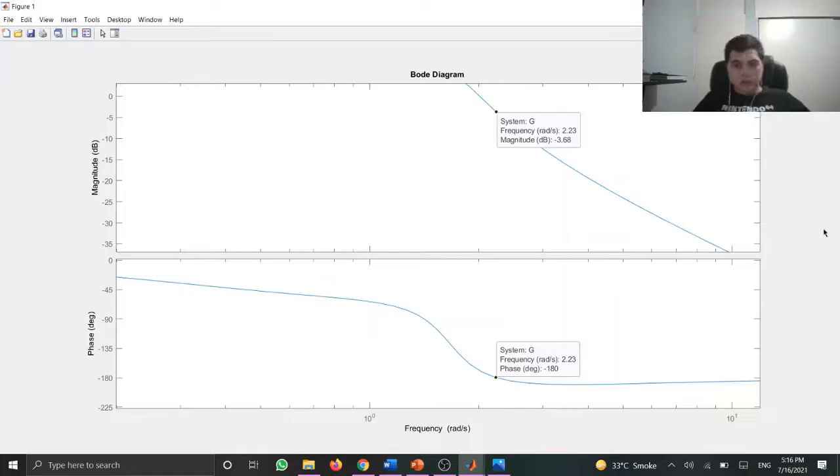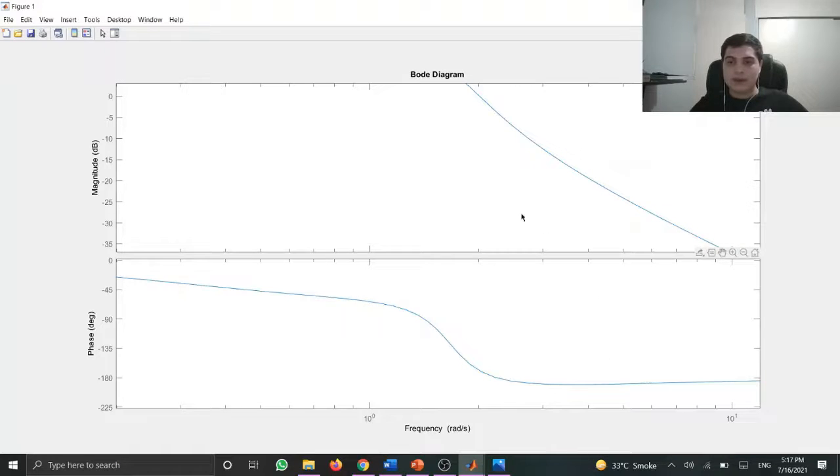Now, to find the gain margin, we need to know the phase crossover frequency, which is the frequency at which we get the -180 phase, and we need to see the gain value at that frequency. So the difference will be the negative value at that point. So now the gain margin for this example is going to be 3.68.